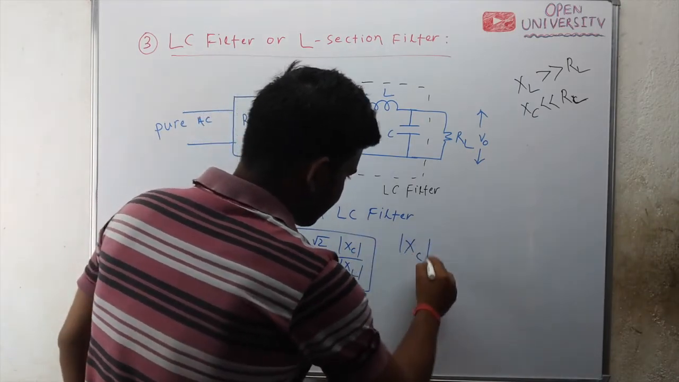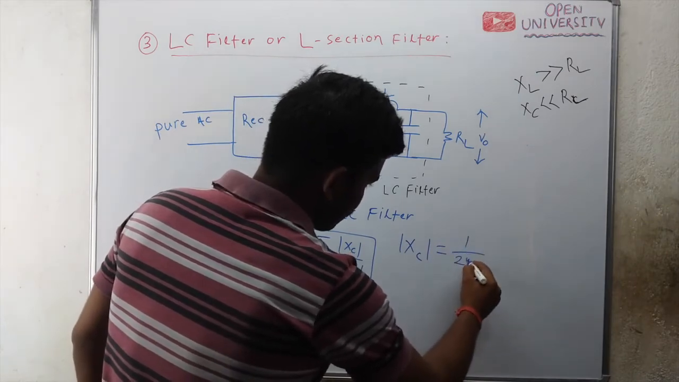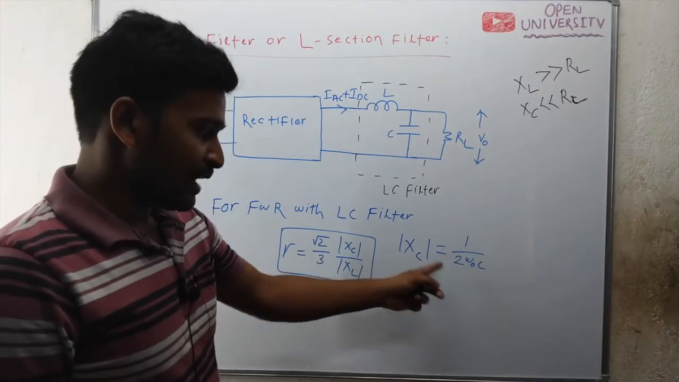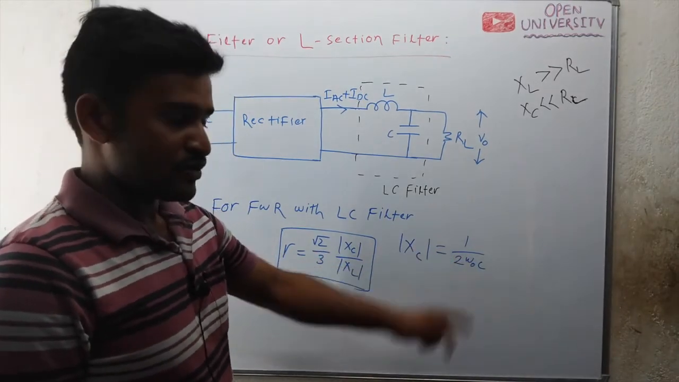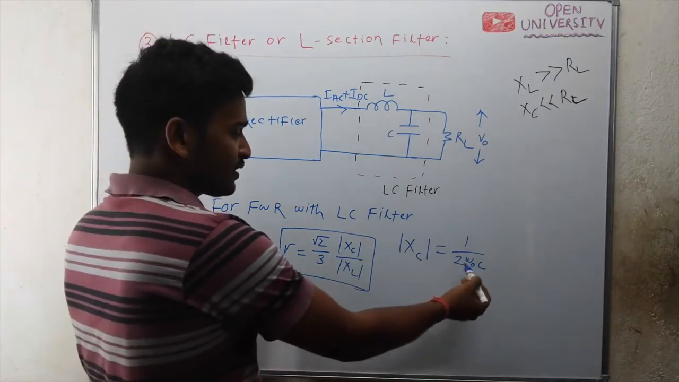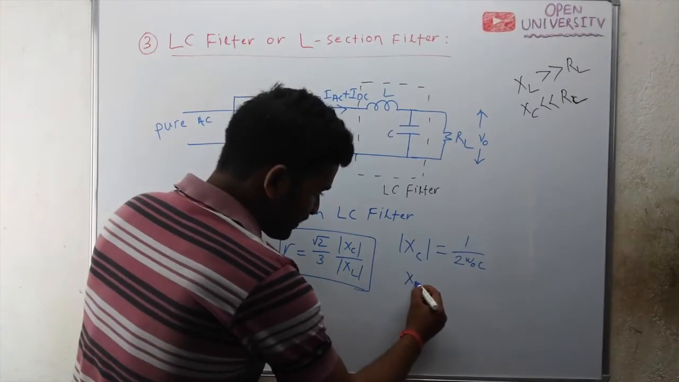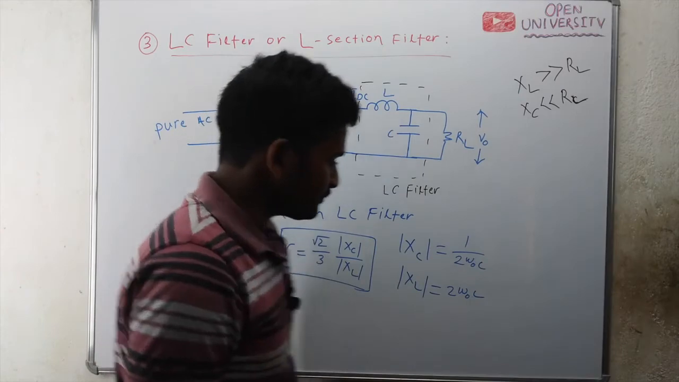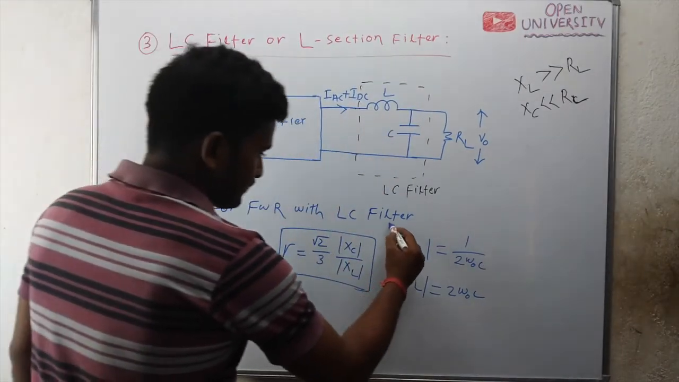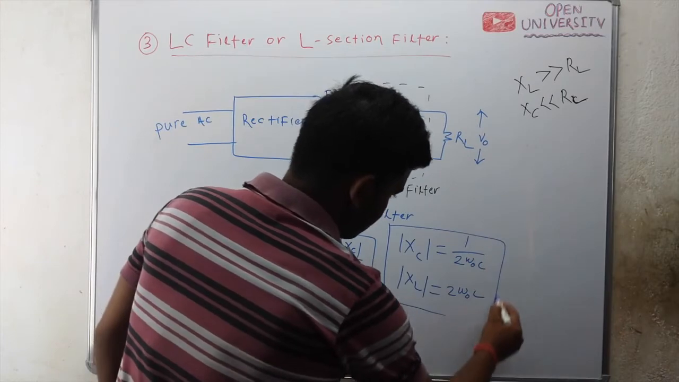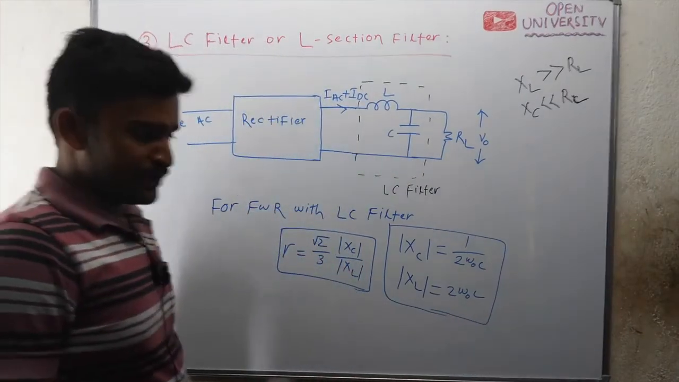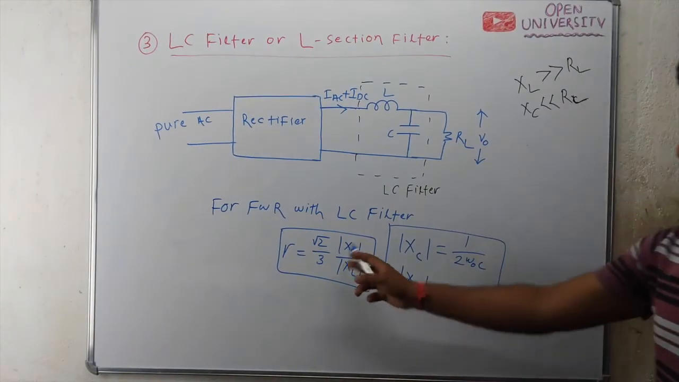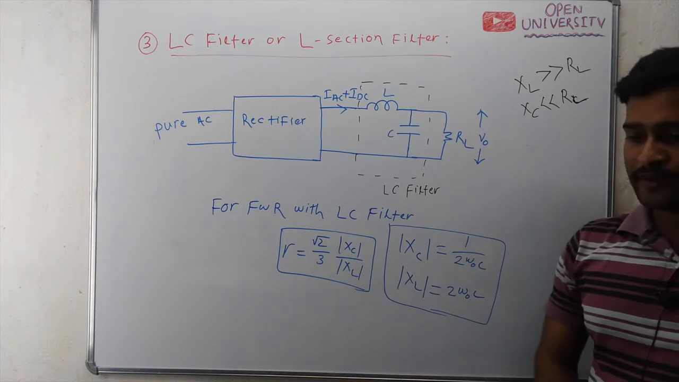What is the value of mod XC? XC is 1 by 2 omega naught C. XC is equal to 1 by omega C, but we have to calculate it at the ripple frequency. For a full wave rectifier, the ripple frequency is 2 omega naught, so that's why 1 by 2 omega naught C. And what is the value of XL? Omega L, that is nothing but 2 omega naught L. So XC is 1 by 2 omega naught C and XL is 2 omega naught L. Remember this ripple factor formula for a full wave rectifier with LC filter.